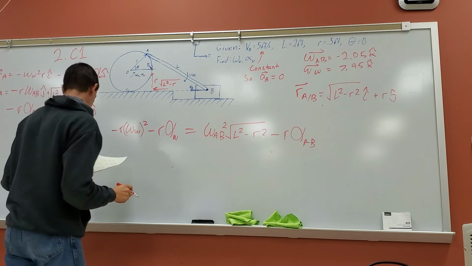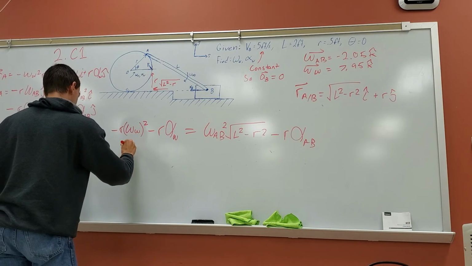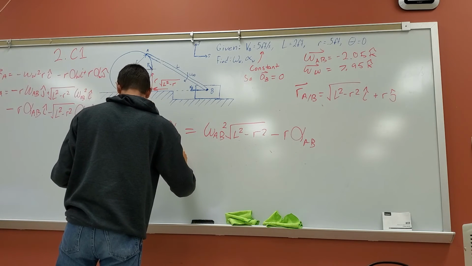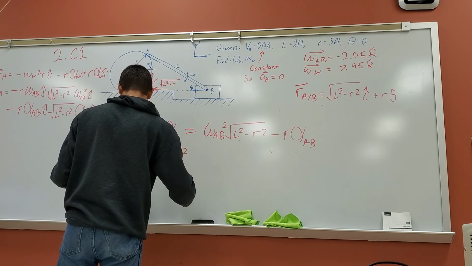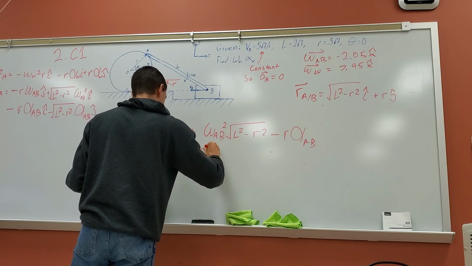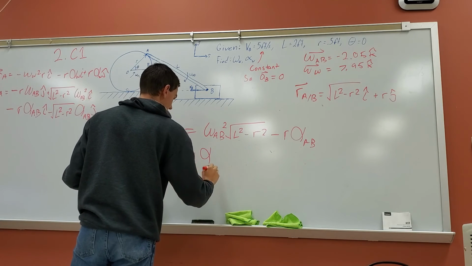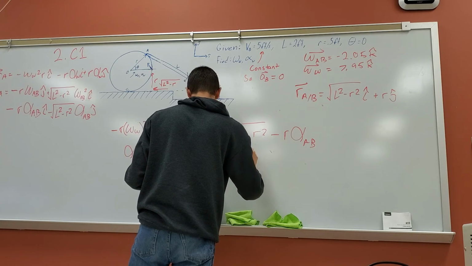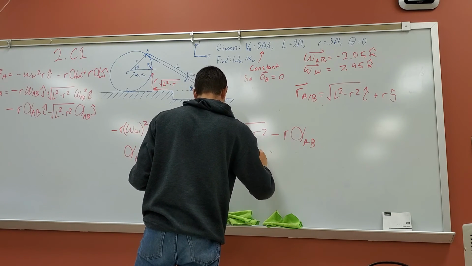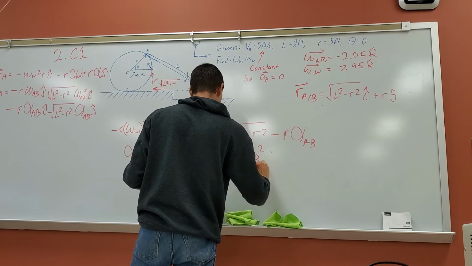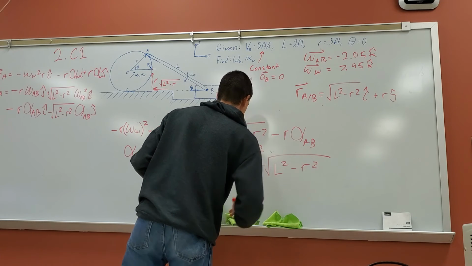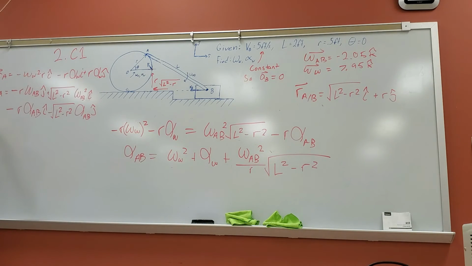Solving that down a little bit, we end up getting that the angular acceleration of AB is equal to the omega squared of the wheel plus the angular acceleration of the wheel, plus the angular velocity of the linkage squared, over r multiplied by the square root of L squared minus r squared. Write that over here just so I keep track of that.